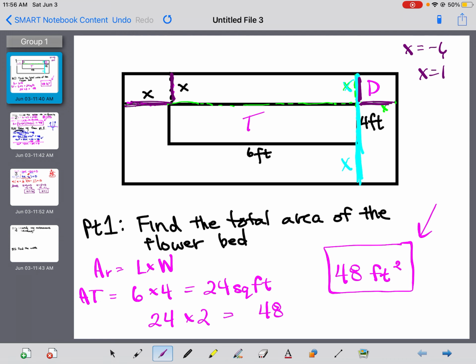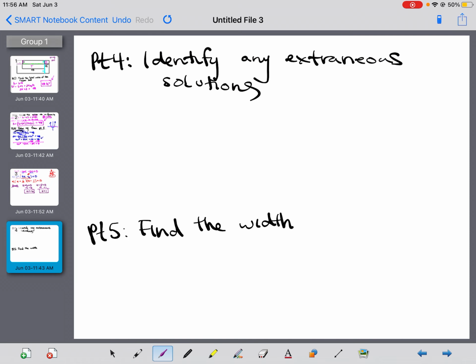So I want to ask you this. Can a length be negative? Can I have a negative length? The answer is no, we cannot have a negative length. So for part 4, since that answer doesn't make sense in the real world, that is our extraneous solution. I need to make sure I'm answering this question. You can't just put x equals negative 6, okay? You have to tell me why.